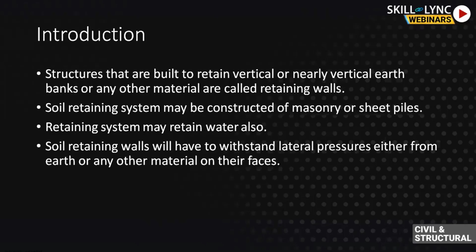There are several types of retention systems which few people may be aware of. Many wouldn't have gone through them unless you have some practical experience, exactly knowing what those retention systems are. Generally, some retaining systems can be constructed of masonry or concrete walls or sheet piles. Sheet piles are nothing but steel structures. As I said, a retaining wall system can retain earth; other than earth, it can retain water also.